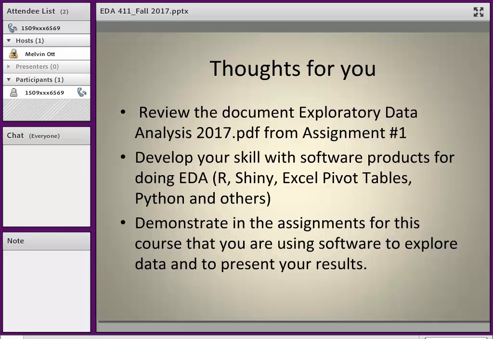Work with your skill on software products for doing EDA. These different products for that are Shiny, Excel pivot tables, Python, anything that you're familiar and comfortable with that you think is going to be helpful to you in being able to come up with a solution to some of these things is really going to be important there.